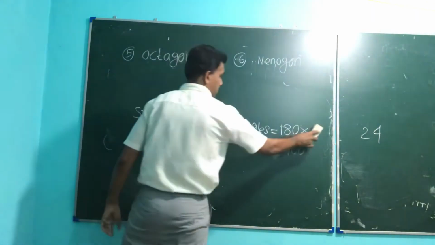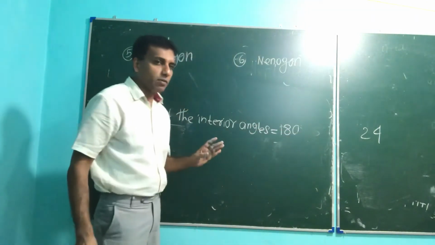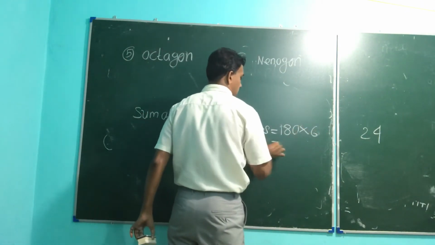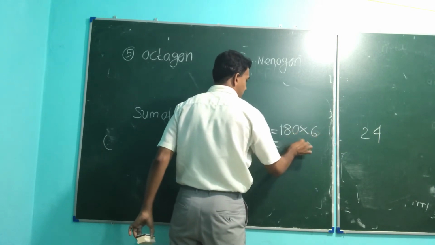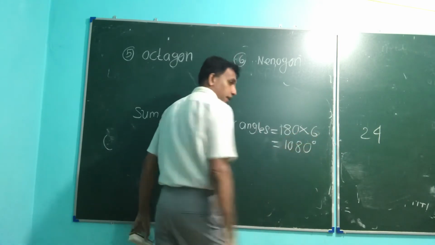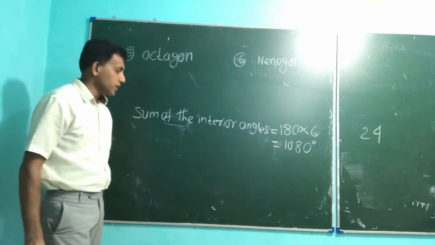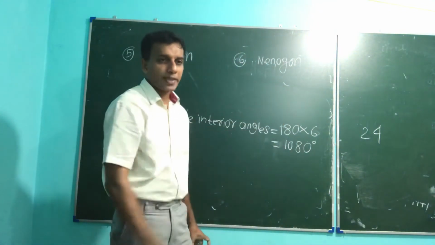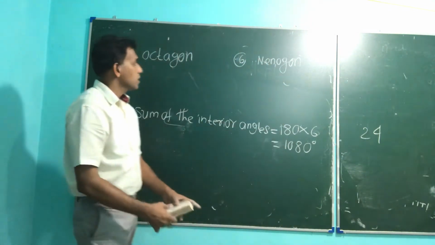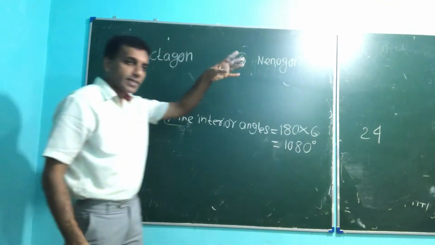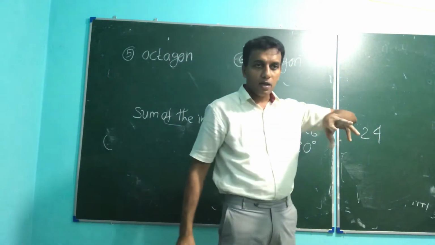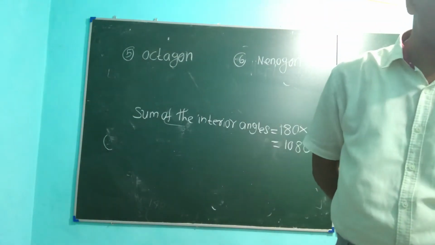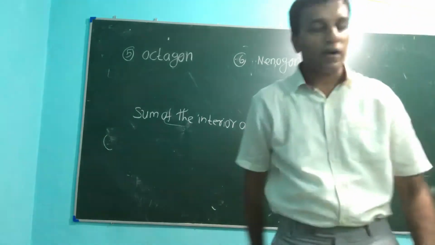Octagon. What is the answer? Octagon, how many triangles available? 6 triangles, right? Multiply by 180 and say the answer: 1080 degrees. Okay, 1080 degrees is the sum of the interior angles for the octagon. See the previous method also, the same answer. Next comes the nonagon, 9 sides. Then you have 7 triangles. The 9 sides mean 7 triangles.